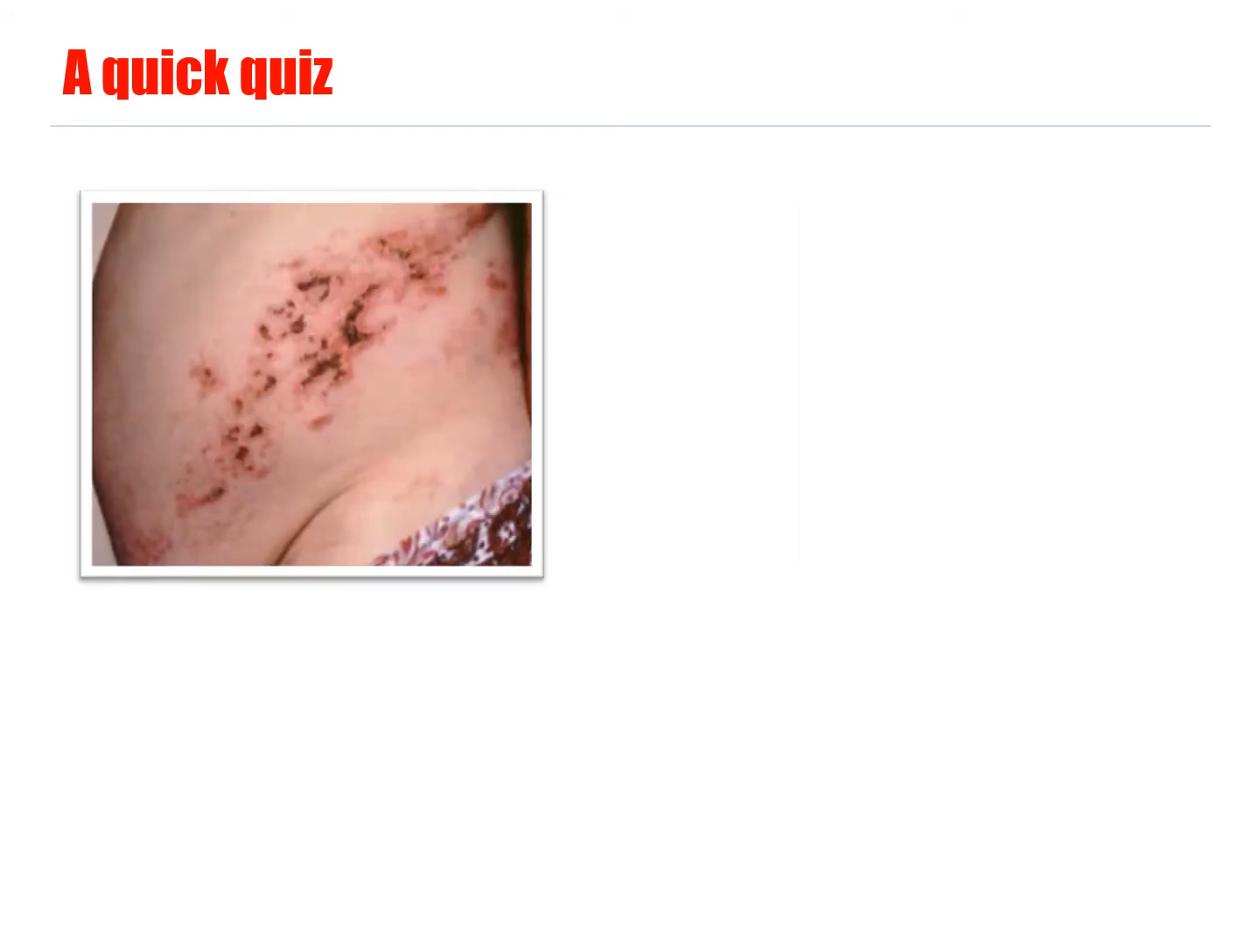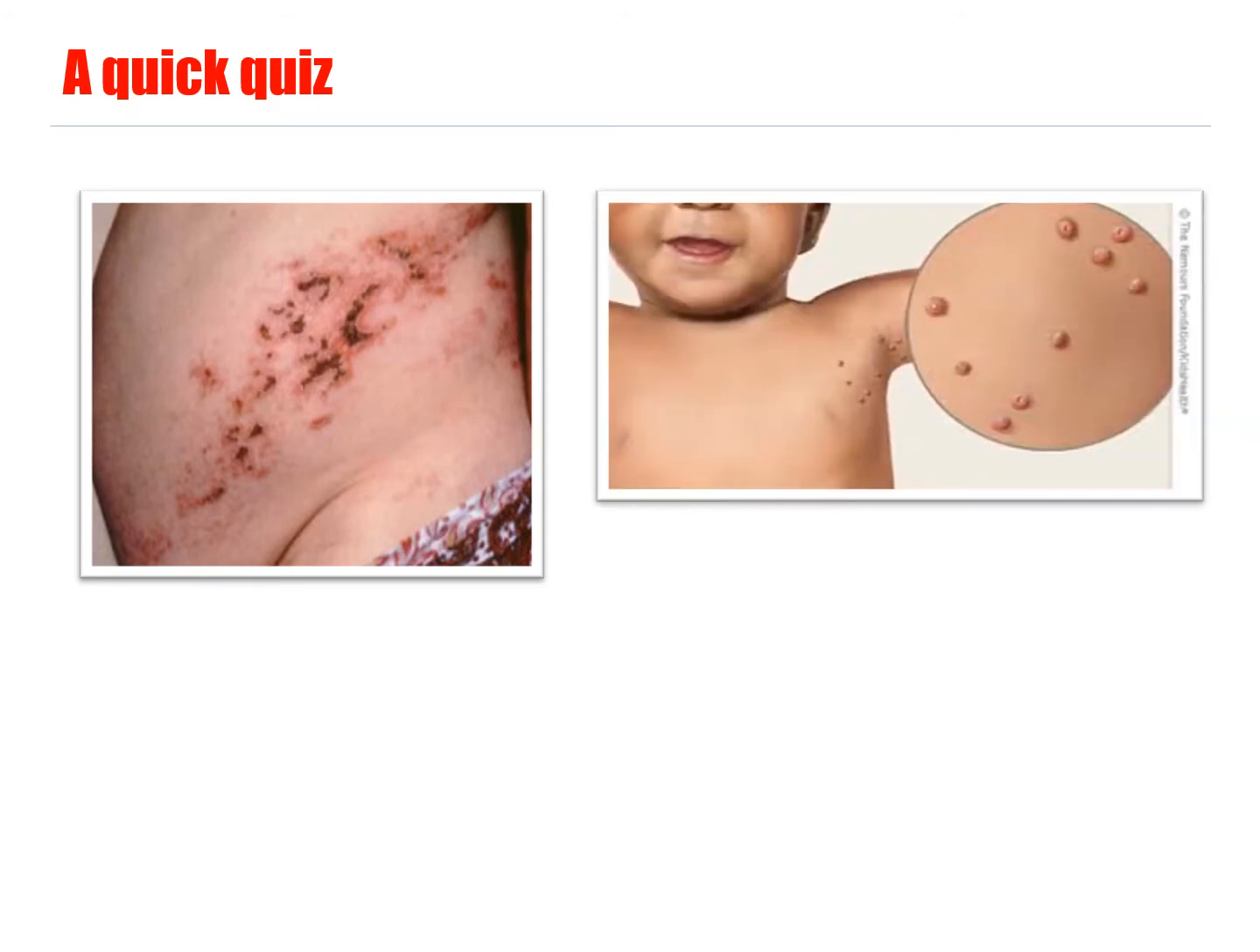Here's a quick quiz. What does this show? And this. So these images should be fairly straightforward diagnoses for most GPs. The first is a typical shingles rash and the second is molluscum contagiosum. As students, you may not be exposed to these before, and so you may not recognise them.